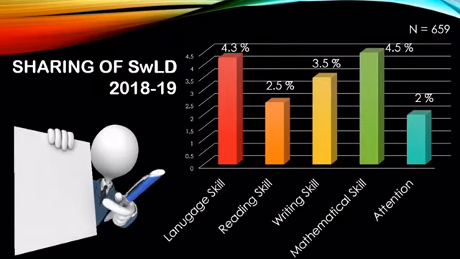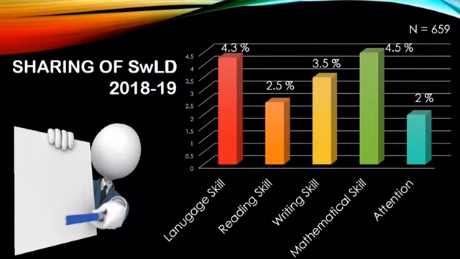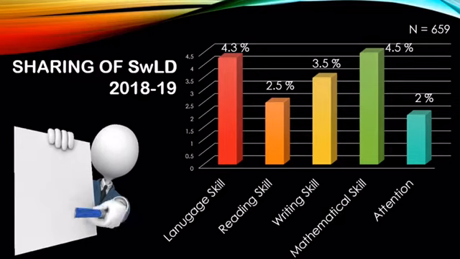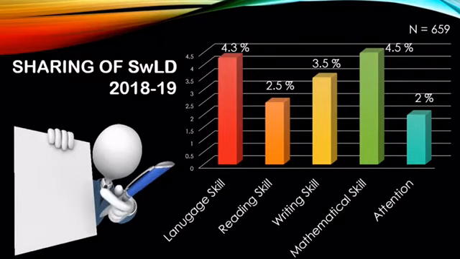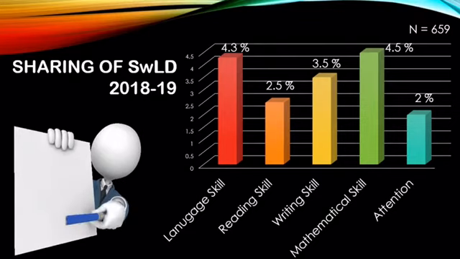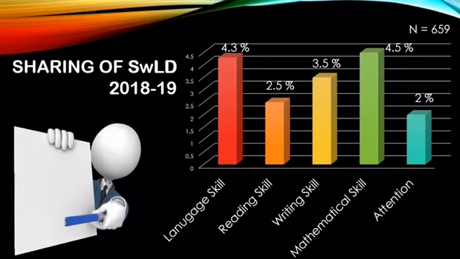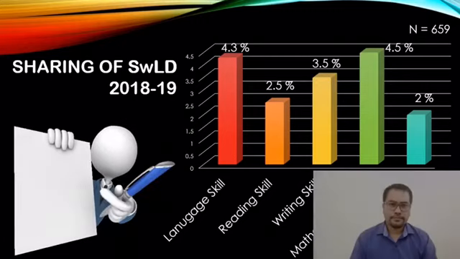From this study, it reveals that around 4.5% of students are having problems in mathematical skills. 4.3% are facing problems in language skill. 3.5% are in writing skill. 2.5% are in reading, and 2% of them are in attention problems.